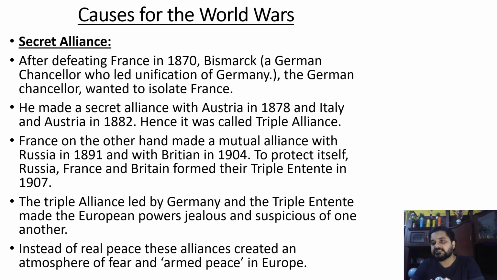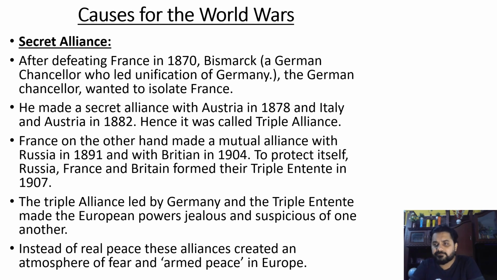So, when there was severe competition due to industrialization, countries started making alliances in order to compete with other countries. In the year 1870, Germany defeated France under the leadership of Bismarck. Bismarck was a German chancellor who was responsible for the unification of Germany. After defeating France, Bismarck wanted to isolate France. So he wanted to weaken the power and position of France.